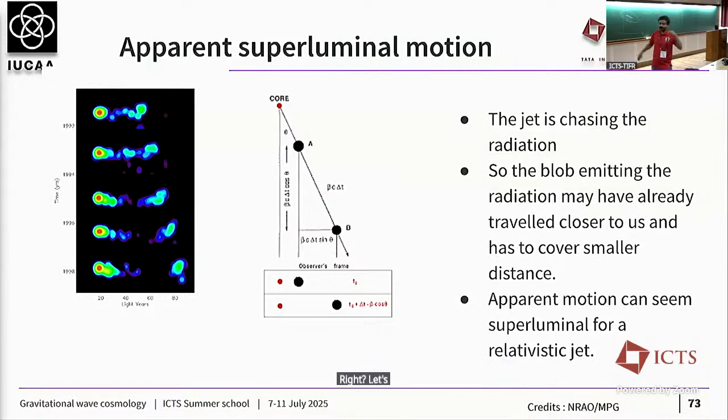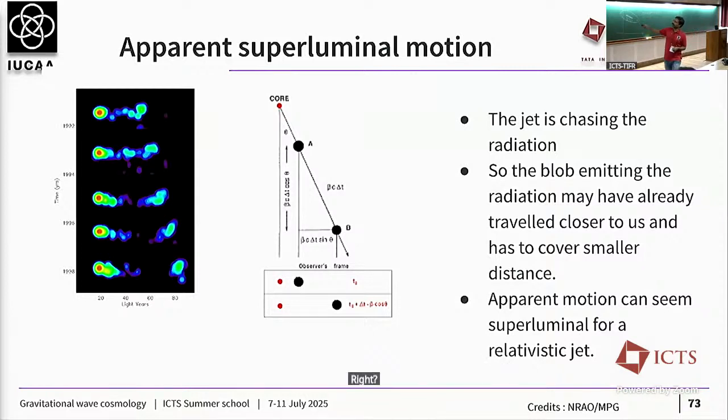Let's suppose the speed of this jet is equal to v, where v is equal to c times beta, with beta less than 1, of course. Between A and B, there is a delta time which has gone. And so it should have traveled a distance beta c times delta t in the frame of the jet. So if it takes a time delta t for this blob to move from A to B, this is the distance that the jet would have traveled.